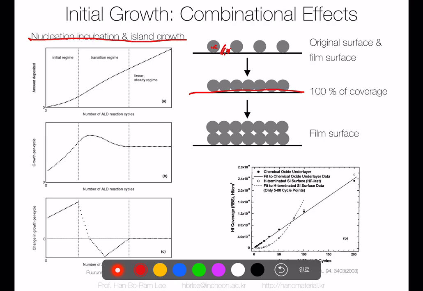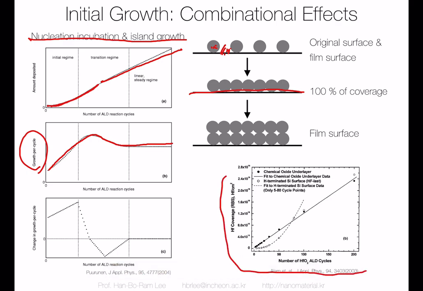So this is the region where the growth rate is changing. This looks like a parabolic and then linear increase. So this is the growth per cycle: it increases, decreases a little bit, and then saturates. So you can imagine this. And then this is one good example.